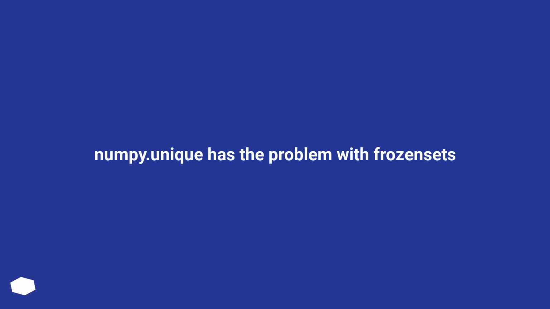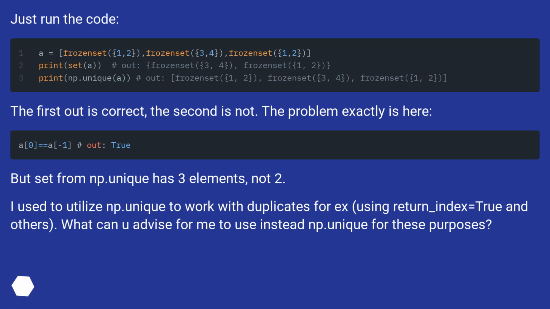numpy.unique has a problem with frozensets. Just run the code. The first output is correct, the second is not. The problem exactly is here: the set from np.unique has 3 elements, not 2.